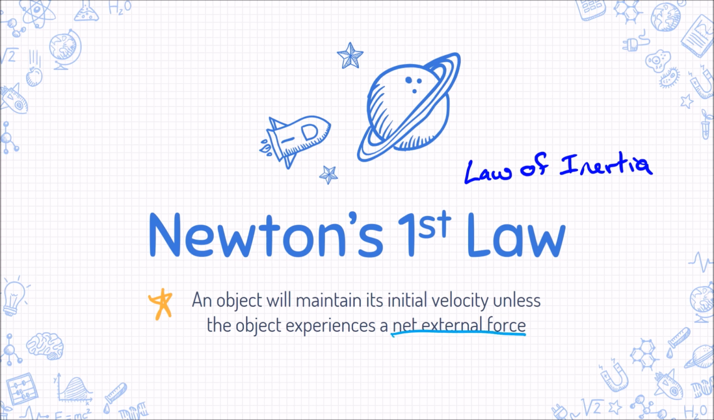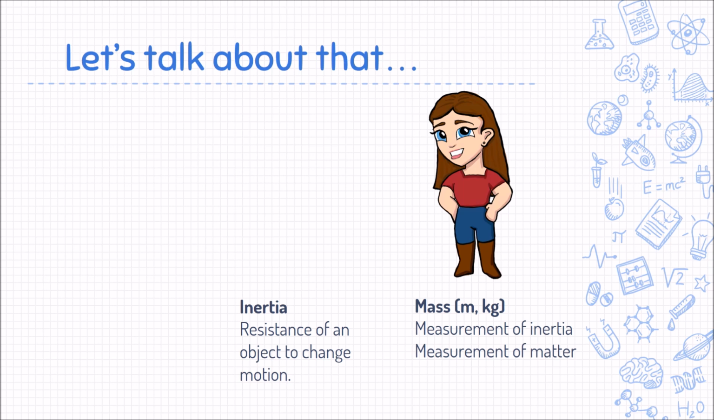force. So we are going to have to talk about net external forces a lot in this section of the video. So first let's talk about inertia. Inertia is the resistance of an object to change, and the main way we talk about inertia is actually through mass. Mass is the measurement of inertia, and in chemistry we called it the measurement of matter. Mass is symbolized with an m, and the unit is kilograms.